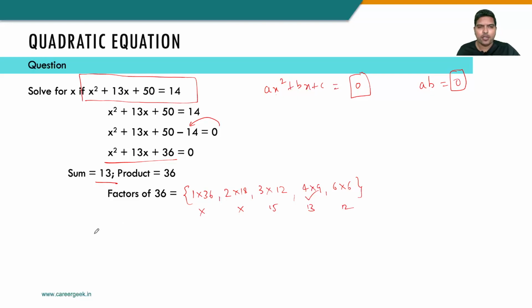So the factored form of this expression is x plus 4 multiplied by x plus 9, which is equal to 0. This is step 1. Step 2 is the zero product rule, which says either the first quantity is 0 or the second quantity is 0. So that means either x is -4 or x is -9. That's it. That is how you solve quadratic equations. The main part is the factoring part.